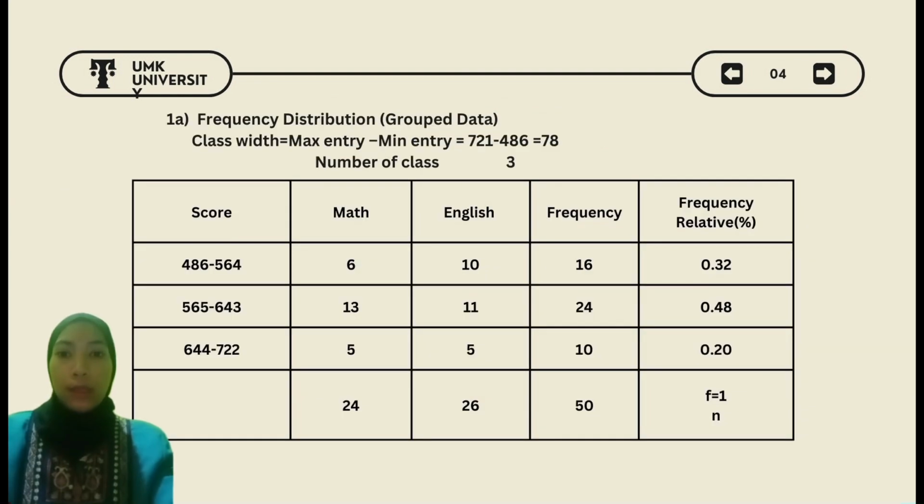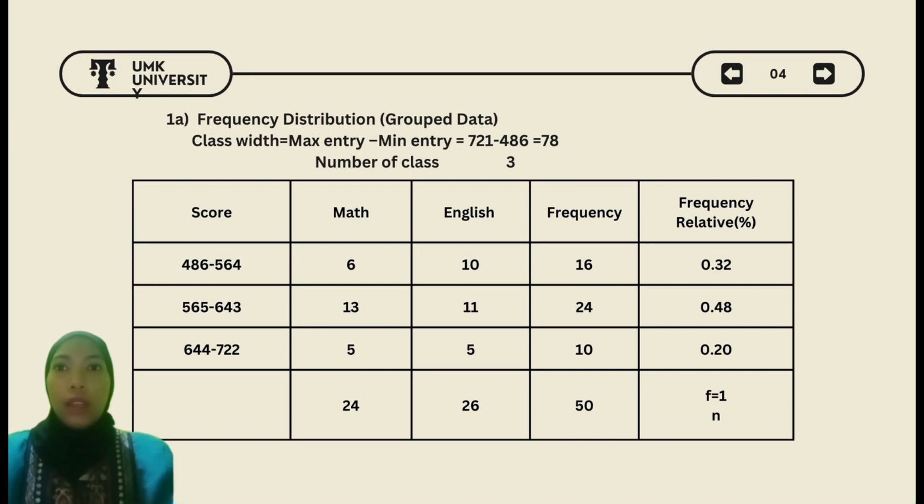For number 1, we are given an appendix of our data set to get a random sample. We put our data set into the table, and the maximum entry is 721 and the minimum entry is 489, divided into 3 classes. We calculate and find our class width is 78. Next, after getting the data, we construct it into a suitable table, which is grouped data.